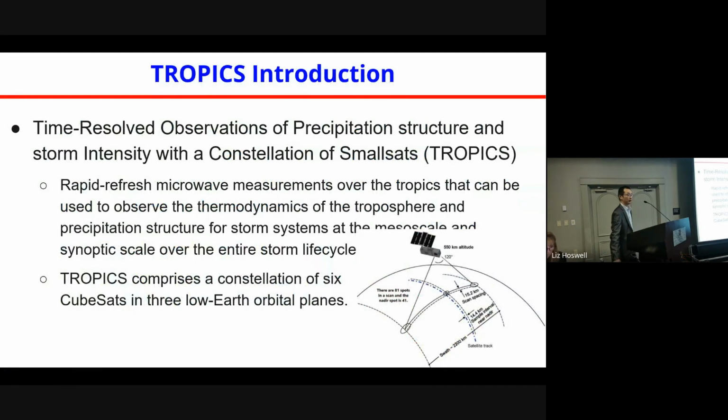Okay, thank you. So what is TROPICS? TROPICS is short for the Time-Resolved Observations of Precipitation structure and storm Intensity with a Constellation of Smallsats. I know it's a lot of words, so I'm not going to read through that. In short, TROPICS are small, low Earth orbit satellites, and they focus on sampling tropical storms, designed to cover the entire storm's lifespan. So it's continually sampling the storm, which is very crucial for inner-core data assimilation.